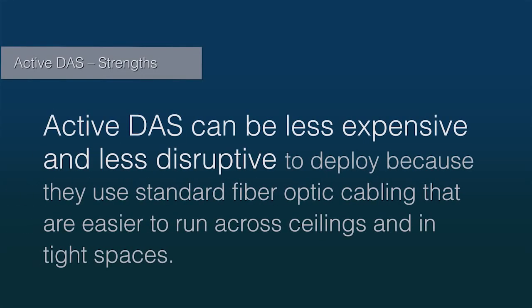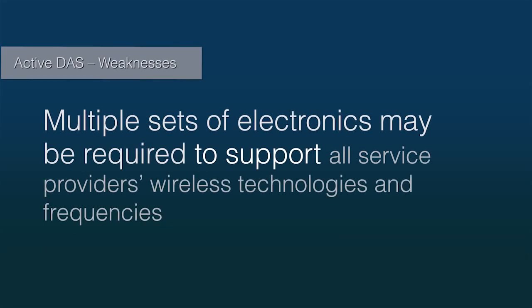And finally, active DAS can be less expensive and less disruptive to deploy because they use standard fiber optic cabling that is easier to run across ceilings and in tight spaces. On the weaknesses, multiple sets of electronics may be required to support all service providers, wireless technologies, and frequencies.